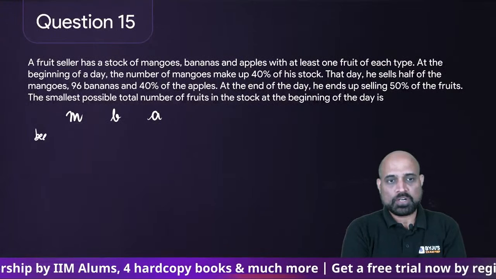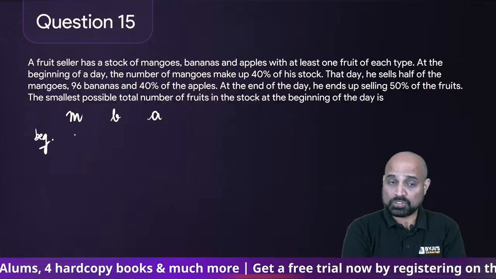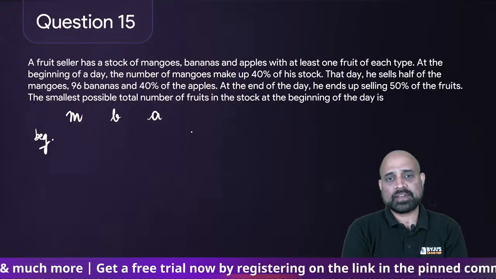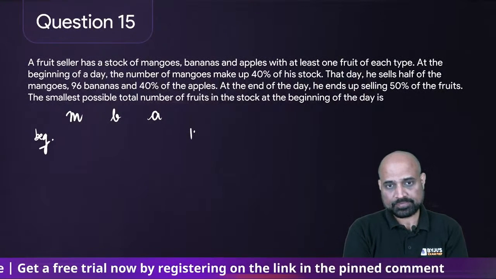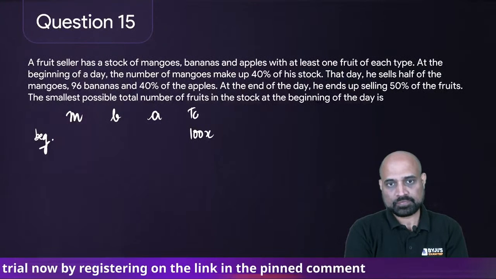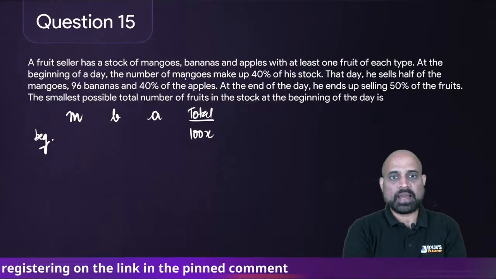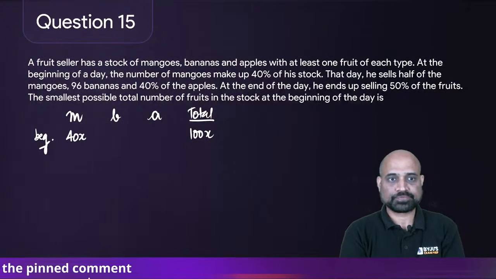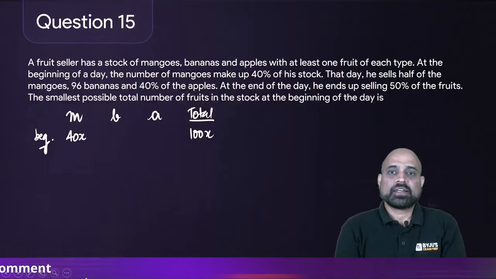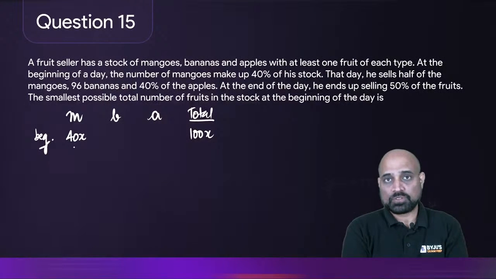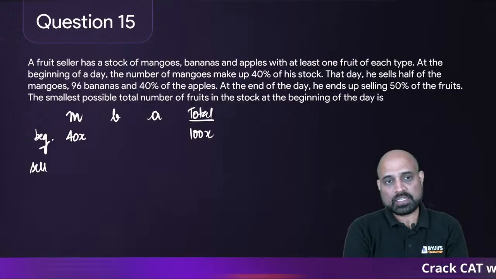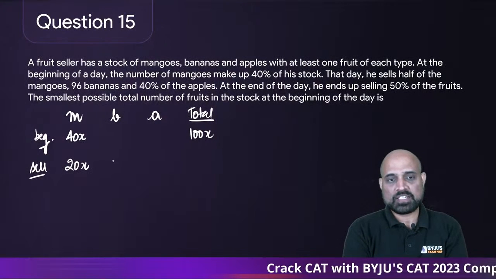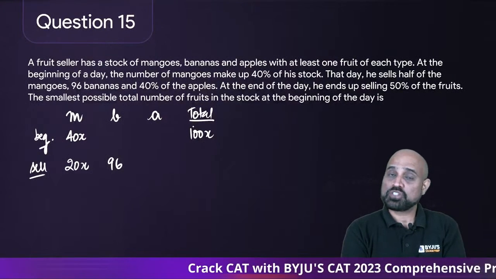Now, if you talk about the beginning of the day, suppose total fruits हम ले लेते हैं 100x. So mangoes constitute 40% of his stock, so this is 40x. That day he sells half of the mangoes. So mangoes 40x tha, to sell kitna kara? He sold half. So 20x. 96 bananas he sold. And 40% of the apples.